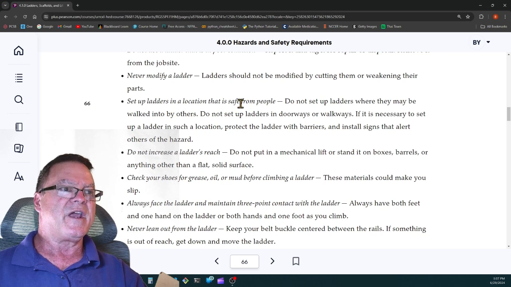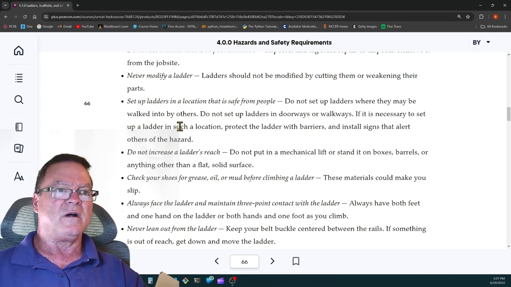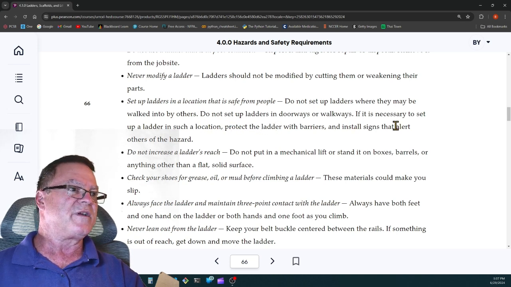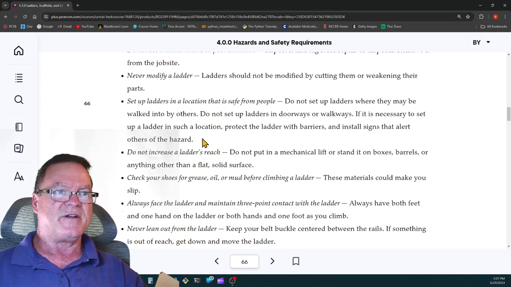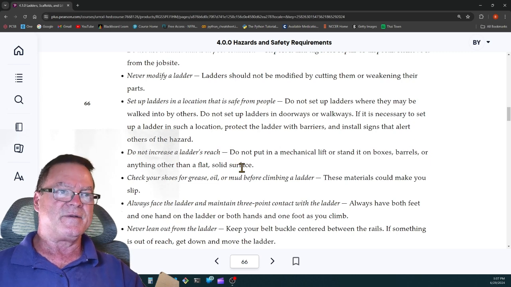Set up ladders in a location that is safe from people. Do not set up a ladder where people may walk underneath or you could be walked into by others. Do not set up ladders in doorways or walkways. If it's necessary to set up a ladder in such a location, protect the ladder with barriers and install signs that alert others to the hazard.